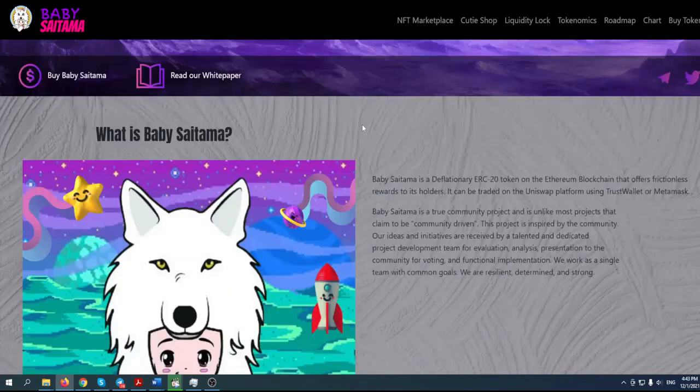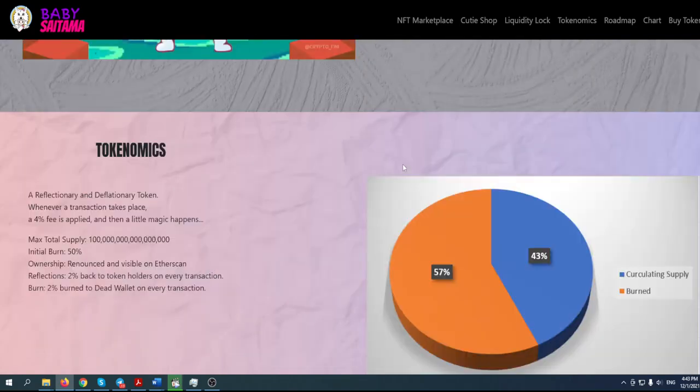So first, this is a token based on Ethereum network blockchain, right? ERC20 token. And I'll show you later how you can actually buy it, but please take a look at the tokenomics. A reflationary and deflationary token. Whenever a transaction takes place, a 4% fee is applied, and then a little magic happens, right? Max total supply is 100 quadrillion. Initial burn is 50%. Ownership is renounced and visible on Etherscan. I'll show you the link later.